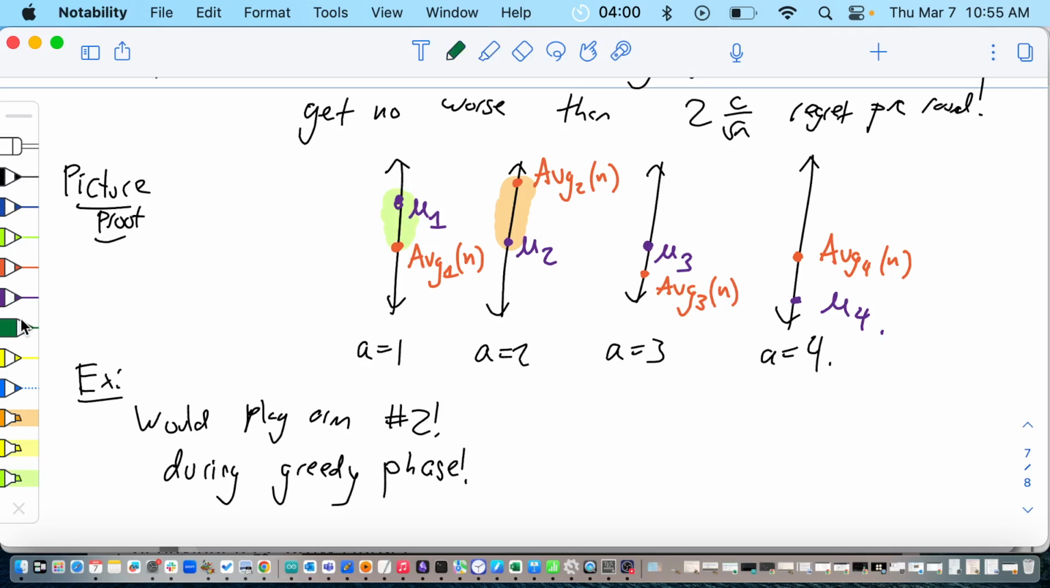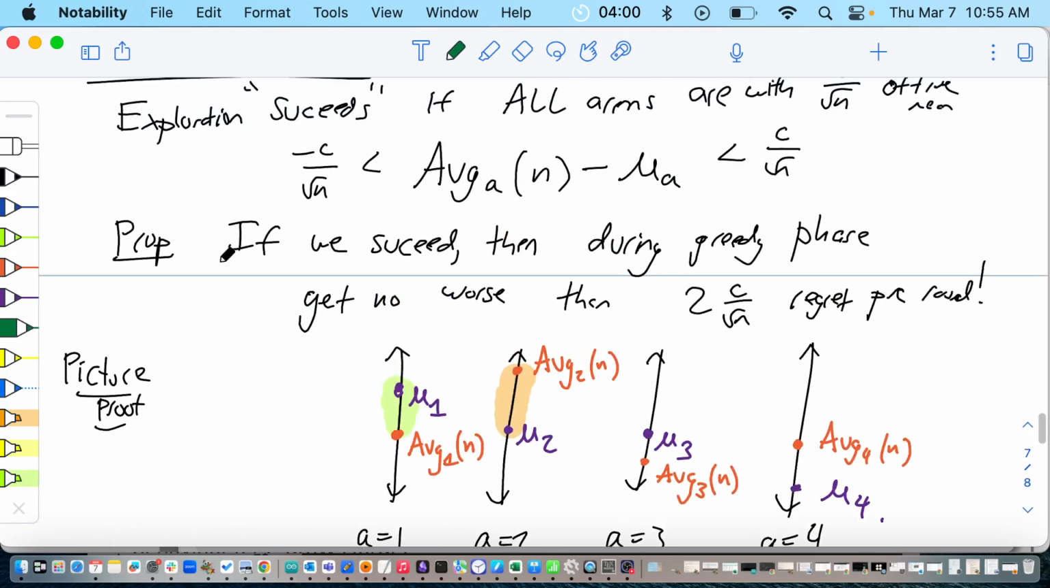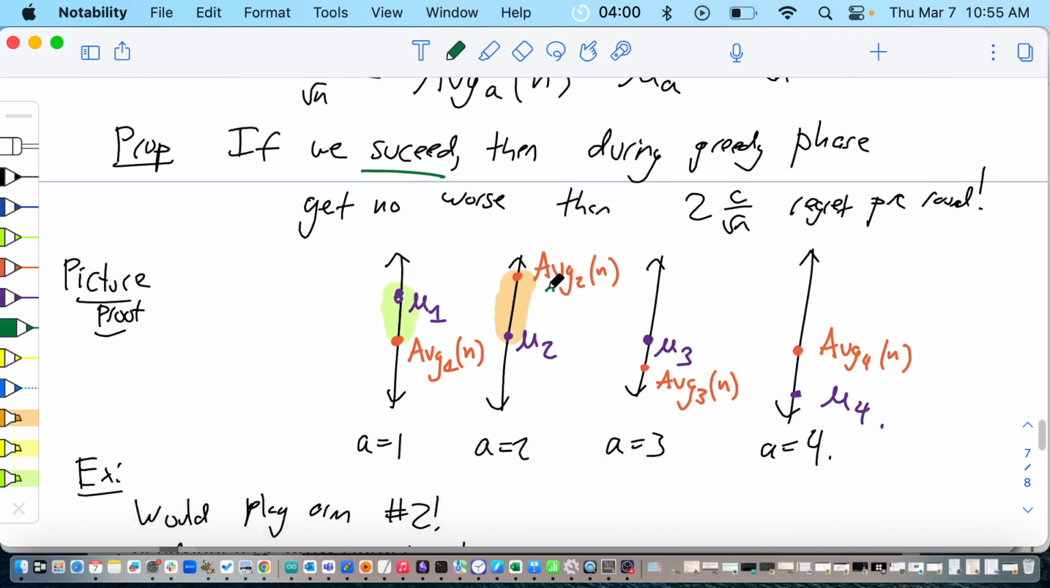Because we are answering the question, what happens when the exploration succeeds? And when the exploration succeeds, the distance between these two numbers is less than c over square root of n. So this one is less than c over square root of n, and this one is definitely less than c over square root of n in distance as well. I'm going to write this as the average minus mu2. And so this one I'm going to say is less than, in the right sense, less than negative c over square root of n, right?